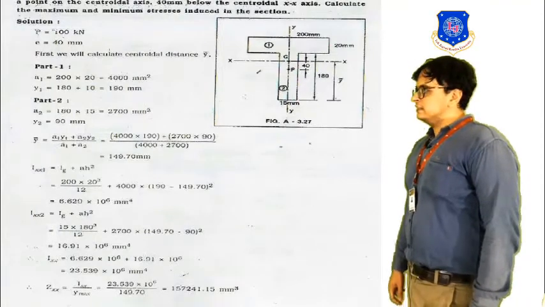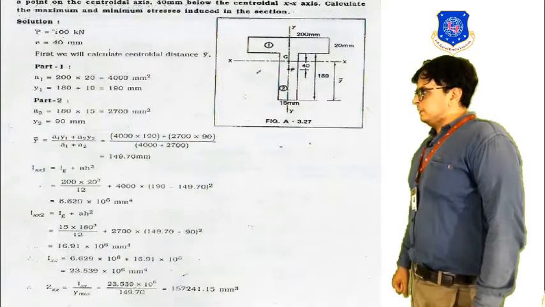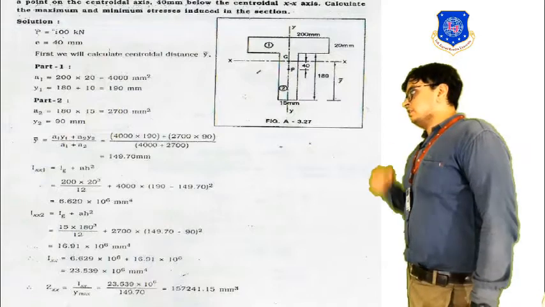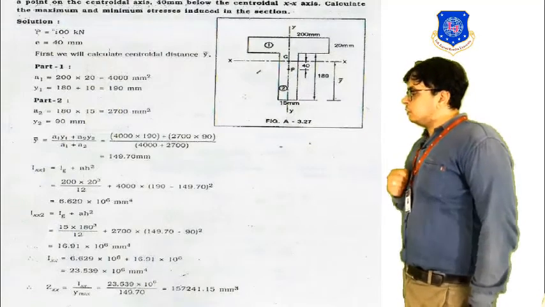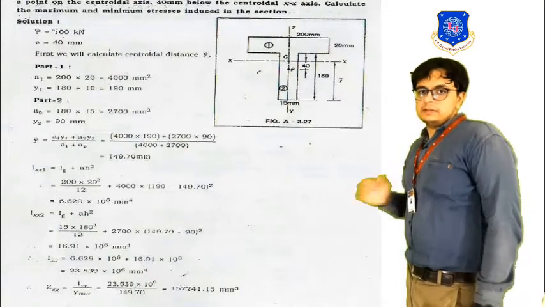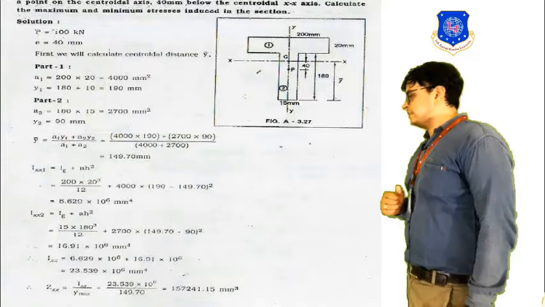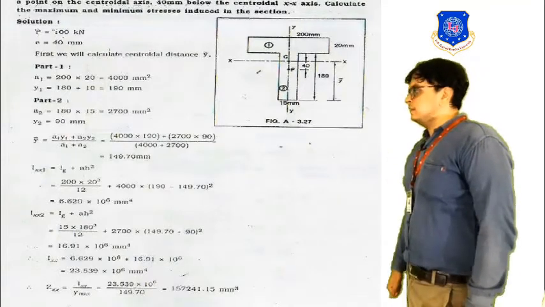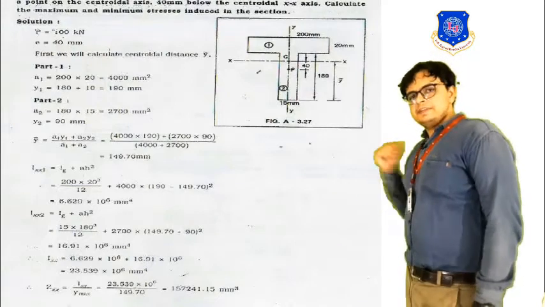We have discussed this example in the previous session. It is nothing but an example of direct and bending stress on which an eccentric load is acting. A load of 100 kilonewton is acting onto it. The eccentricity of 40 mm is there, and we have to solve this sum. So we have already started it in the previous session.